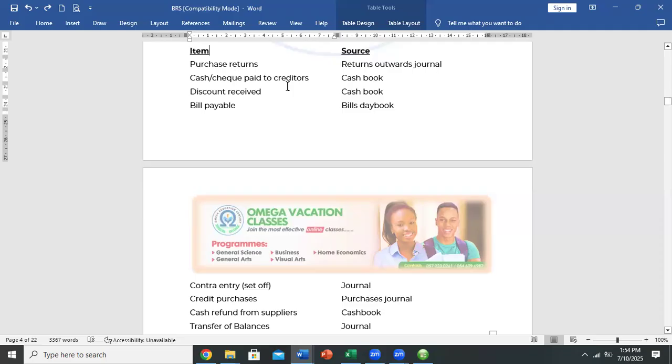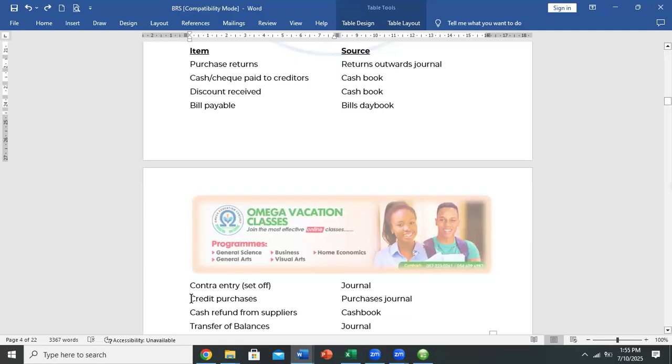Then discount received, the opposite of discount allowed. Right? So frankly, if you appreciate your debtors items, then of course getting the creditors items will be easier. So discount received, you find that in the cash book. We saw bills receivable in debtors. Here will be bills payable, right? Then the contra entry or the setoff I spoke about. Okay. Using a debtor's balance to cancel a creditor's balance or vice versa. That's a setoff or contra.